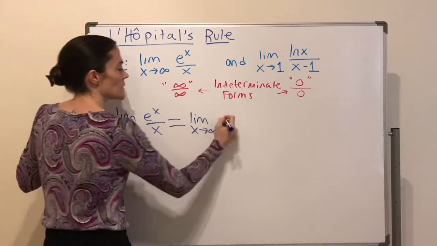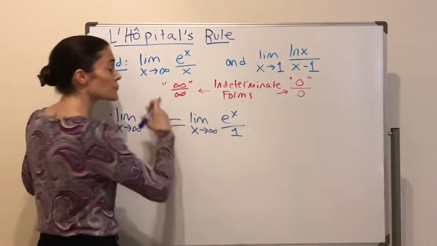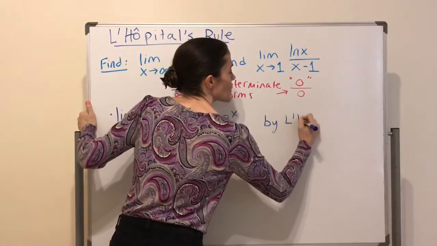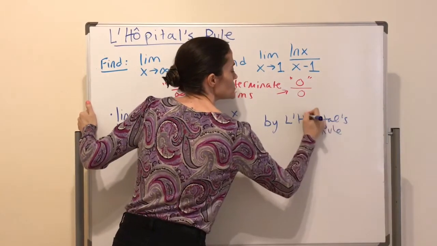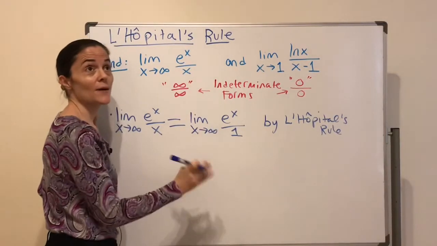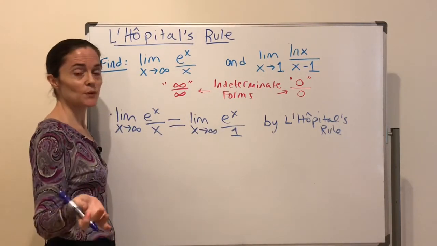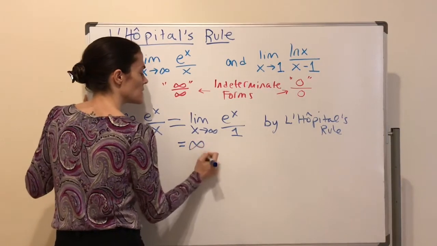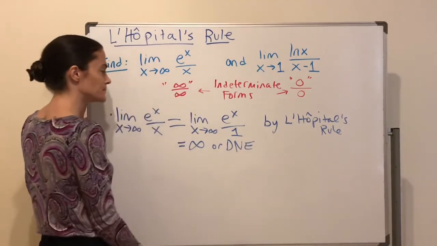Let's take the derivative on the top, take the derivative on the bottom, okay? Now we reevaluate. So I can write here "by L'Hopital"; this is one way to show your work, is just to write it. Now, if I reevaluate the limit, I have just e to the x, and e to the x approaches infinity. This grows without bound. So this answer would either be infinity or does not exist as a finite number.